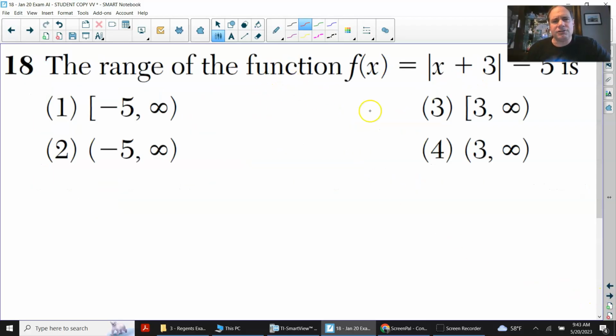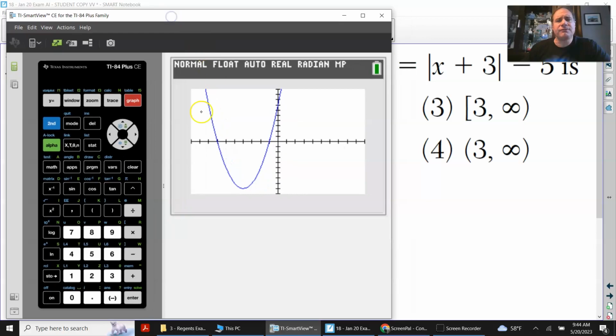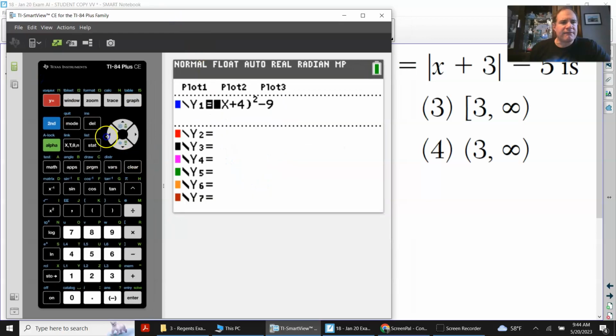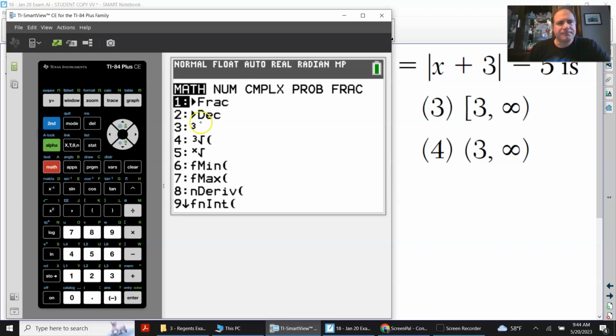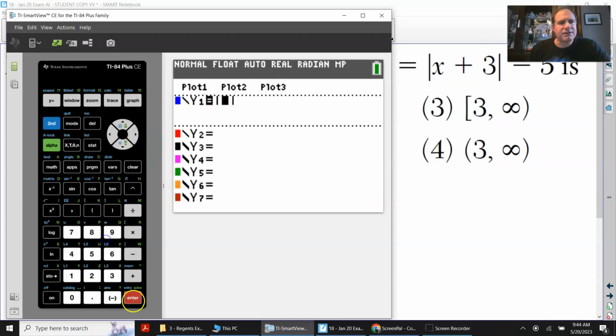Number 18, the range. The range is the y value. I'm going to grab my calculator again. And the one thing that students always ask me is, where do we find absolute value? So we'll go over that right now. You press math and you see this NUM for number. That right there is absolute value. You leave it on 1, you press enter, and it'll bring you back to the y equals. So this is x plus 3. You put that inside the absolute value bars, and then -5.